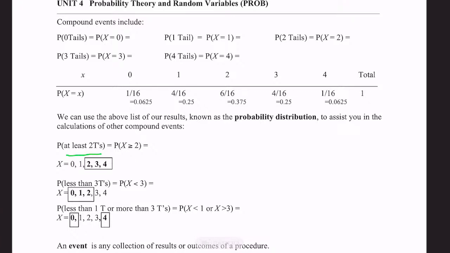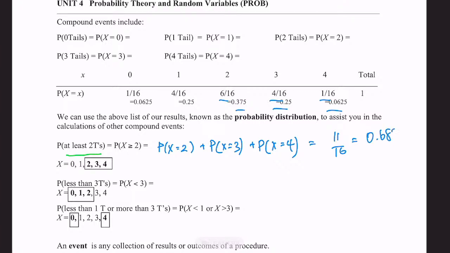So to find that, this is X equals 2 plus X equals 3 plus X equals 4. And I add up all of those. It's probably easier with the fractions, right? So 6, 10, 11, 11/16. And you can put that in your calculator if you want. 0.6875.